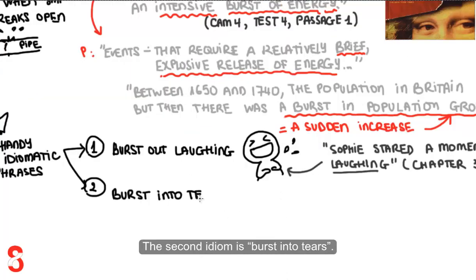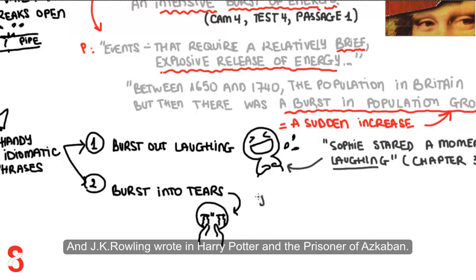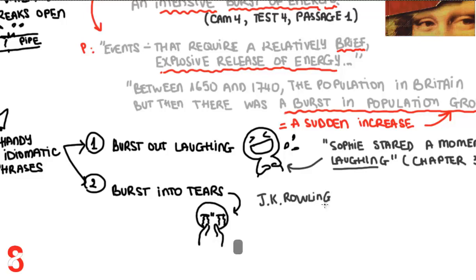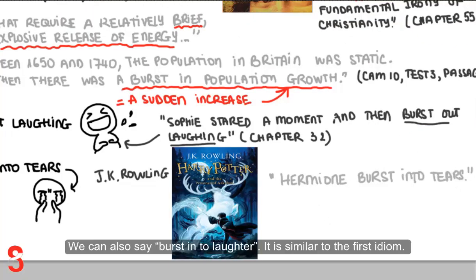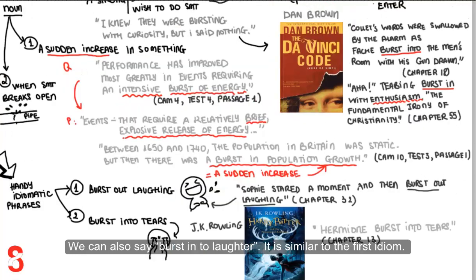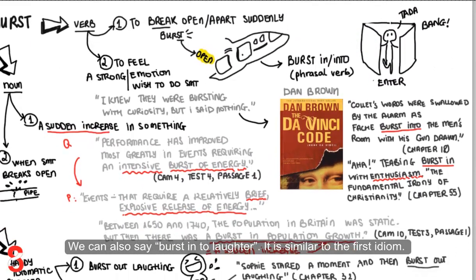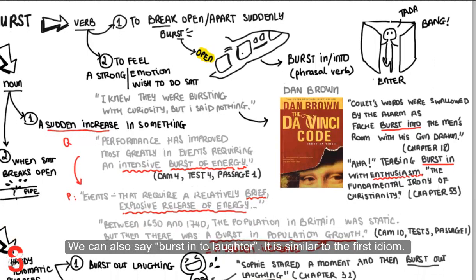The second idiom is burst into tears. It means to suddenly begin to cry. And J.K. Rowling wrote in Harry Potter and the Prisoner of Azkaban, Hermione burst into tears. And we can also say burst into laughter. It is similar to the first idiom. Or burst into song. It means to suddenly begin to sing.